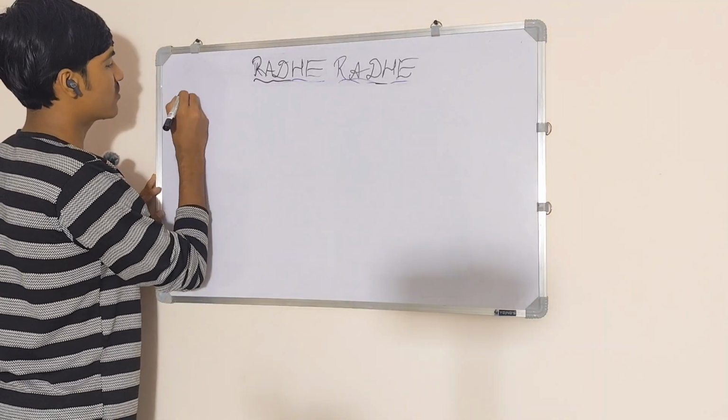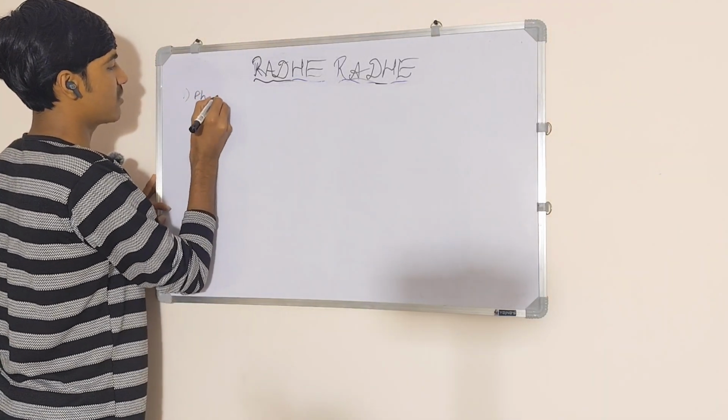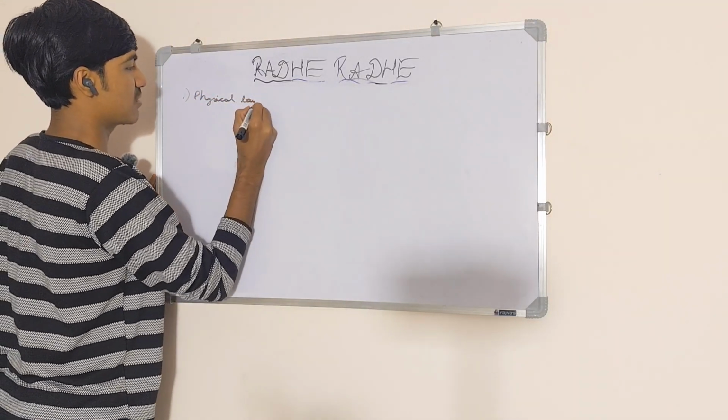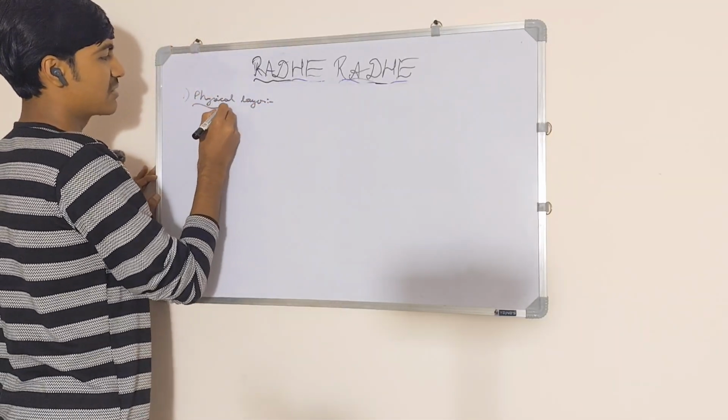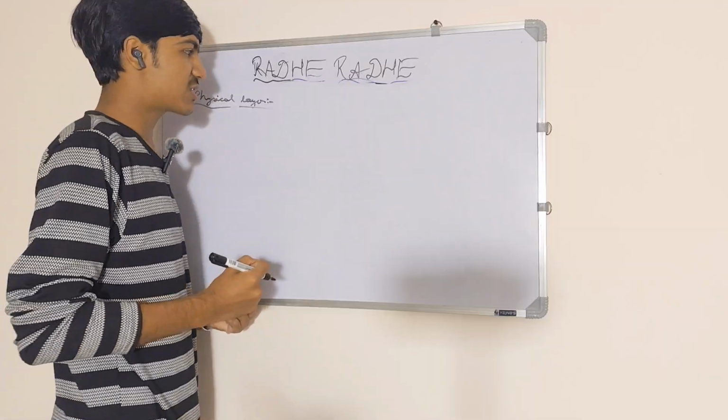Let's start with the bottommost layer of the OSI model, which is the physical layer. Yeah, the first layer. Yes, we have finally started.